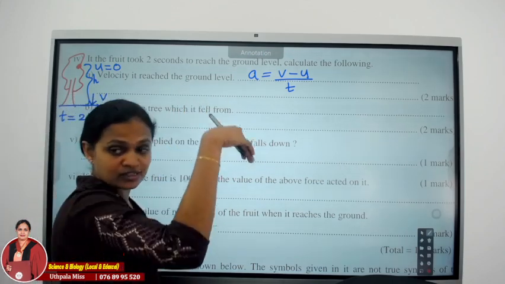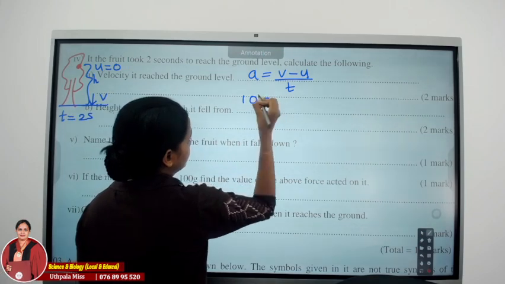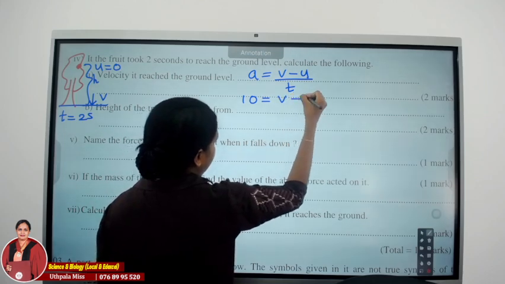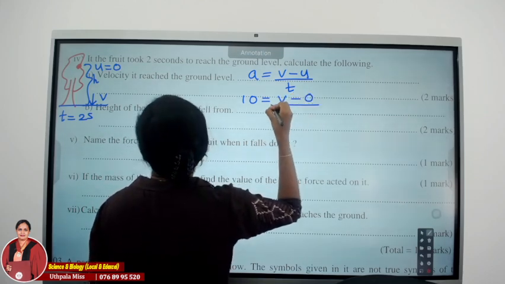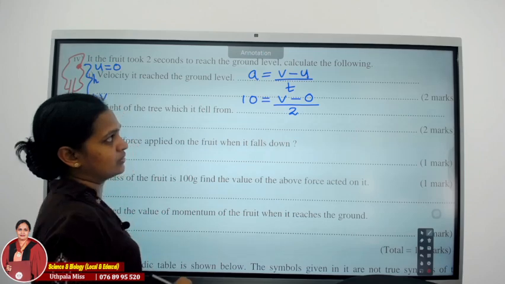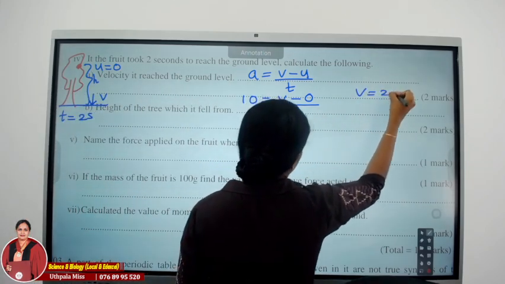So when it is falling under gravity, it has an acceleration of 10 ms^-2. Then the final velocity we have to find. Initial velocity is 0. The time taken is given as 2 seconds. So v minus 0 is 20. That is v equals 20 ms^-1.